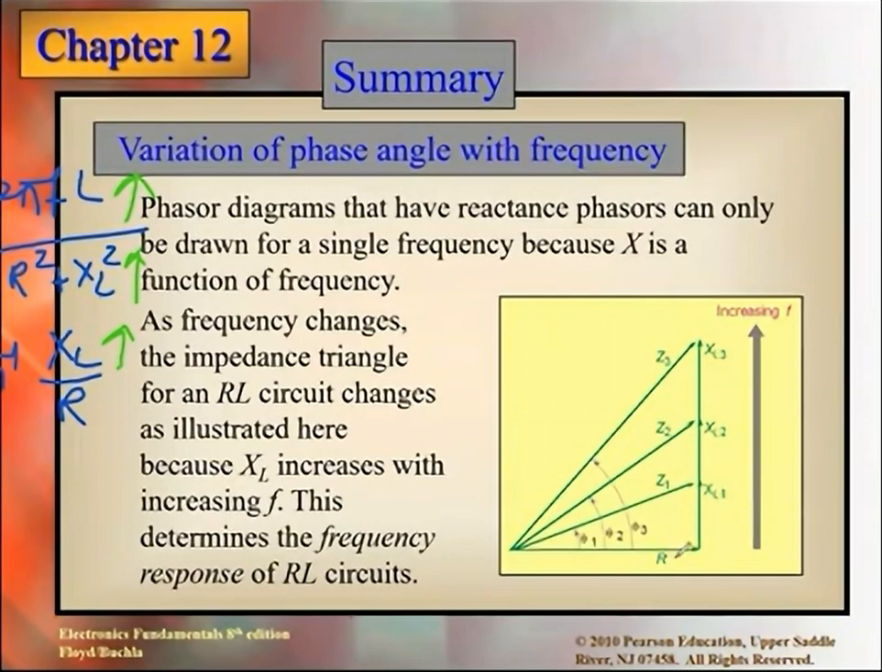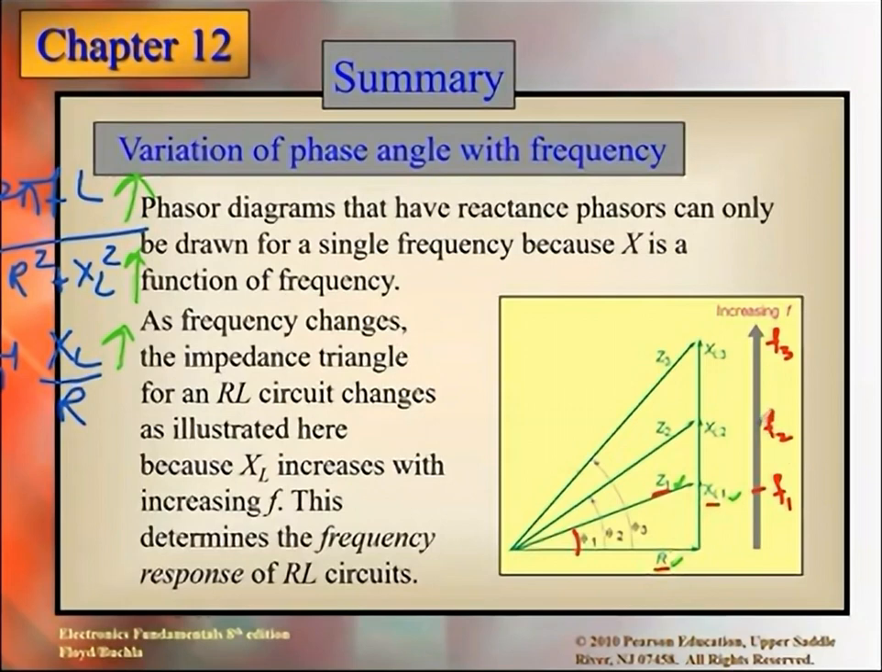Initially we have R, we have XL for a lower frequency, and we have Z1, because they are saying frequency is increasing as we are approaching up. So here is less frequency, F1, which is less than F2, which is here, and F2 is less than F3, which is here. At lower frequency, we have this triangle: this is theta 1, this is Z1, this is R, this is XL.